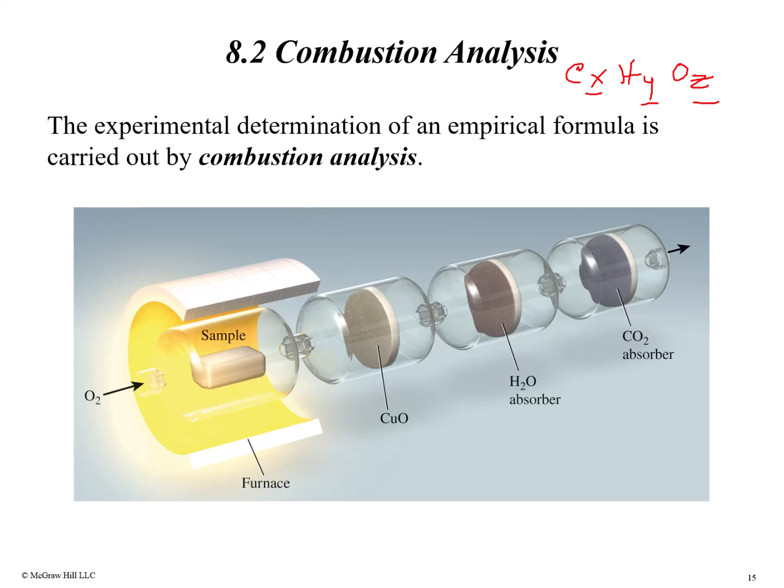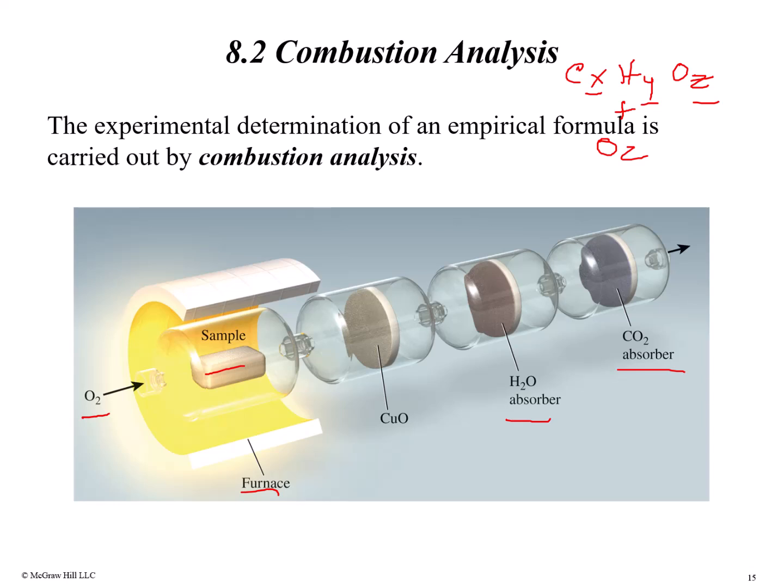So what we're doing here is we take a sample where we don't know the amount of carbon, hydrogen, and oxygen. We heat it up in the furnace and we pass pure oxygen through here. And what happens is, again, a hydrocarbon burns in pure oxygen. The two products are water and carbon dioxide.